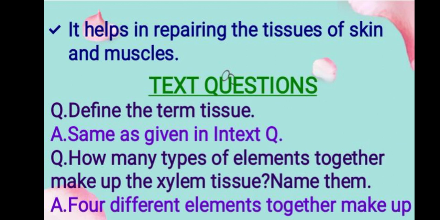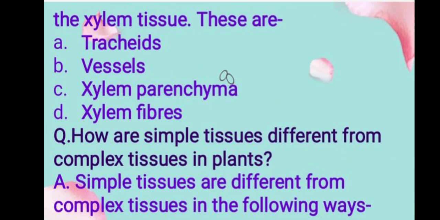Let's take up another question. How many types of elements together make up the xylem tissue? Name them. So, as you all know, 4 different elements together make up the xylem tissue, and these are tracheids, vessels, xylem parenchyma and xylem fibers.